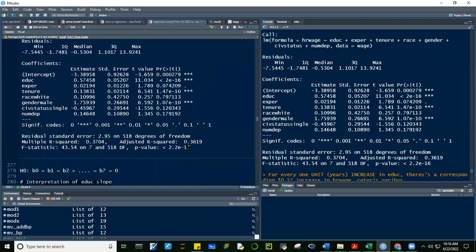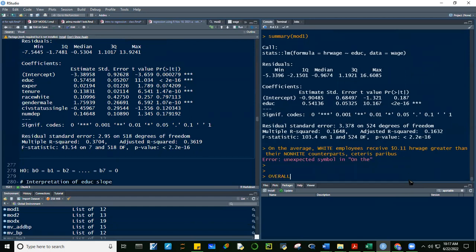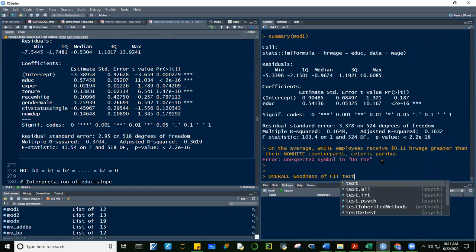Contrast that with this one. So mas malaki guys yung predictive power ng model 2 natin, where we're using 7 variables, although they're not all significant. Okay? Okay. Ano ibig sabihin ito, guys? Yung F statistics that's used for what? Ano tinetest dyan, guys? Ang tinetest dyan yung overall goodness of fit test.